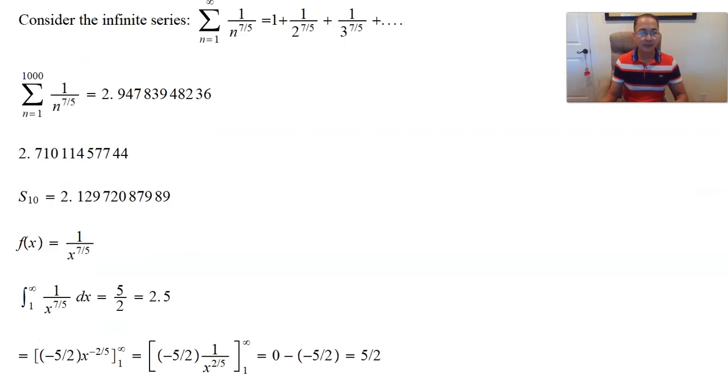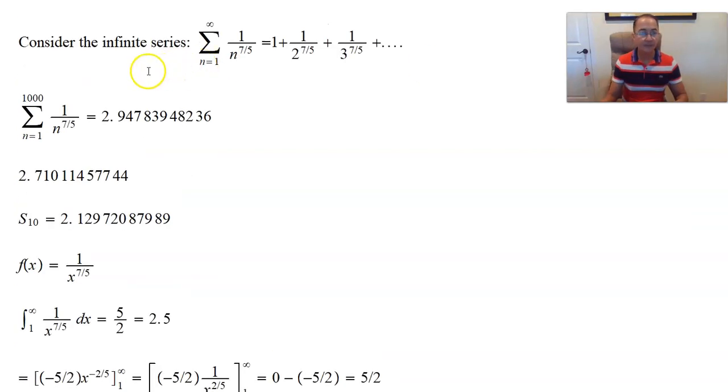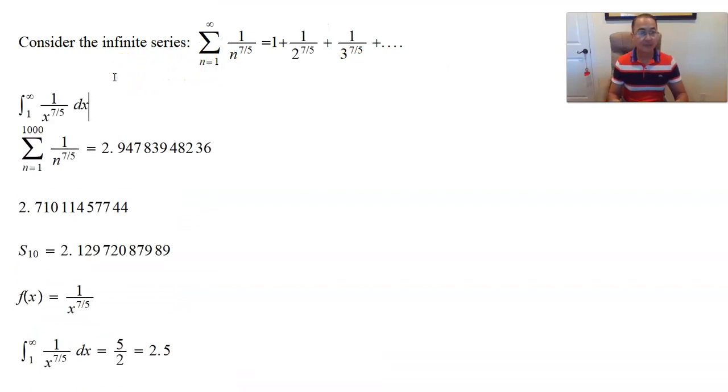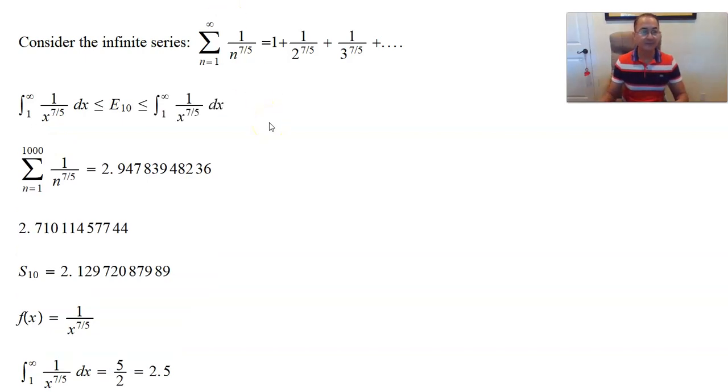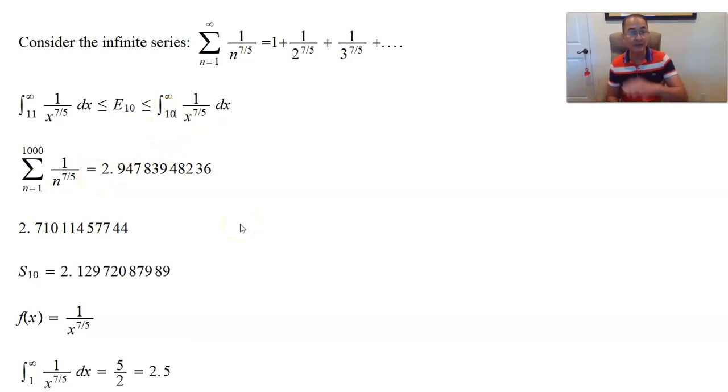We're going to make a sandwich. Okay, so we're going to make less than or equal to E sub 10 and less than or equal to something. Okay, so our n is 10. So we have to go from 11 to infinity on the left and 10 to infinity on the right.